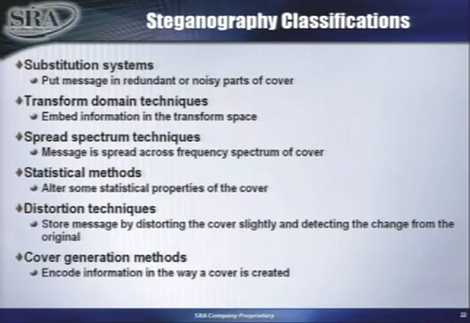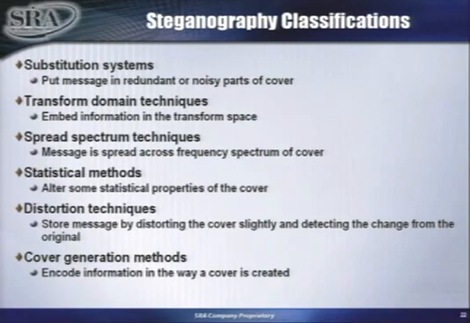All right, some classifications. We have the substitution system. That's kind of the straightforward least significant bit type technique. And I'll talk about that briefly, along with BPCS, which is another substitution system. Transform domain techniques, that's where you actually hide kind of in the math of compressed images for one, or compressed audio could be. I've got an example of that with JPEGs. Spread spectrum, you spread your message out amongst the various frequencies in the file.